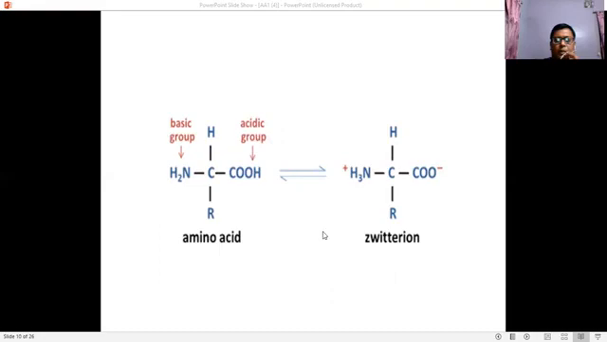So this is the zwitterionic form of an amino acid. The basic group accepts 1 proton. The acidic group donates 1 proton. So it becomes NH3 plus and COO minus. So the net charge is 0. So this is a Zwitter ion.